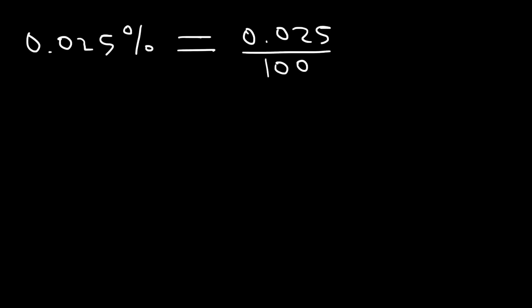Here's another example. Convert 0.025% into a fraction. So first, let's write it over 100. So this is 0.025 divided by 100. Now, in order to turn 0.025 into a whole number, we need to multiply the top and the bottom by 1,000, because the last number is in the thousandths place.